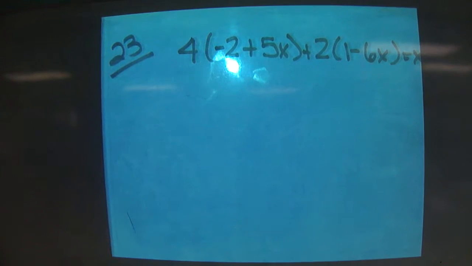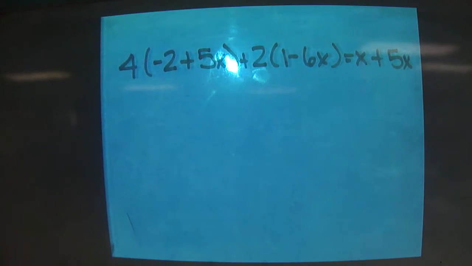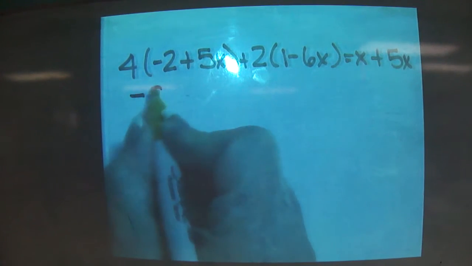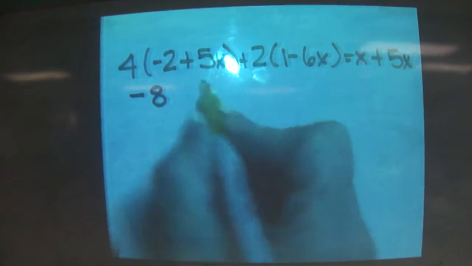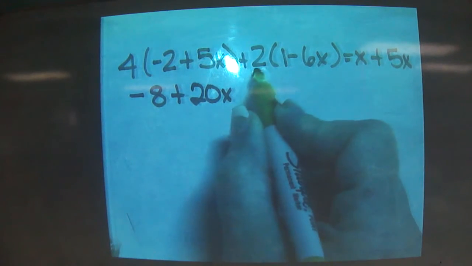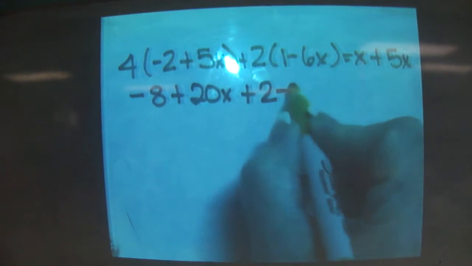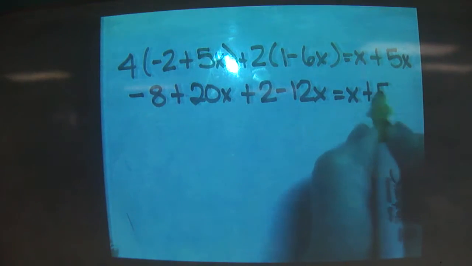Okay, we're going to do number 23. It's an equation. So we're not solving a system, we're just doing a straight equation. So what's our first step? Distribute. So 4 times -2? Negative 8, plus 4 times 5x, positive 20x. Positive 2 times 1 is positive 2. 2 times -6x, negative 12x, equals x plus 5x.